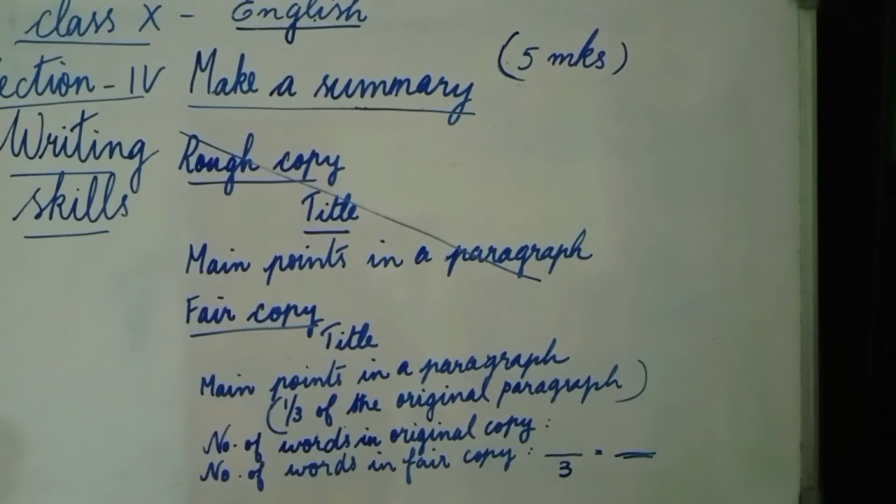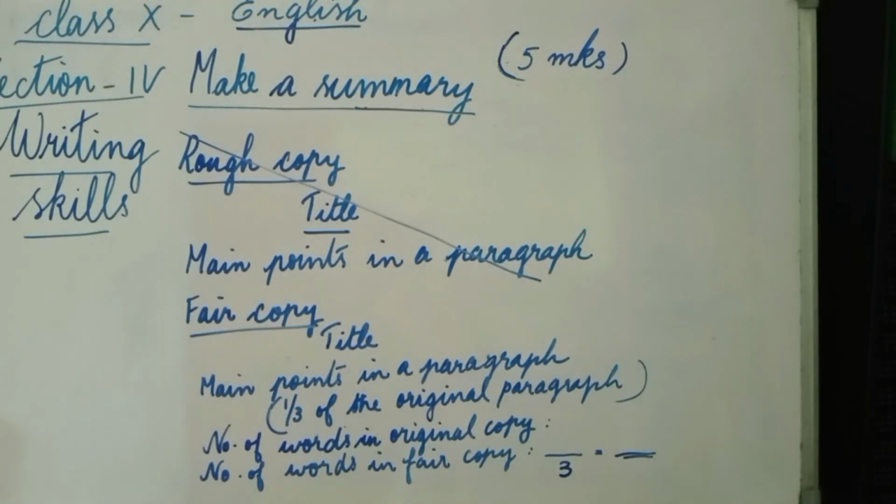Fair copy, you will have to mention it as fair copy in your answer sheet. Then the title, the same title that you wrote as a rough copy, that same title can be given. Here from the rough copy, you will have to make it short, that is one third of that original paragraph has to be written in the fair copy. So, after writing the fair copy, you can write the number of words in original copy. Original copy means that which is given in the question paper. Then in the next line, you can mention number of words in fair copy.